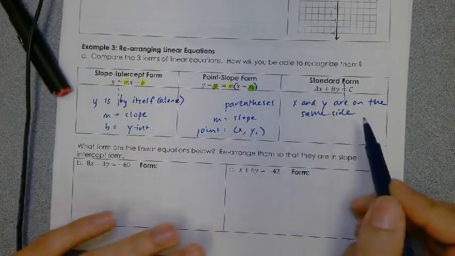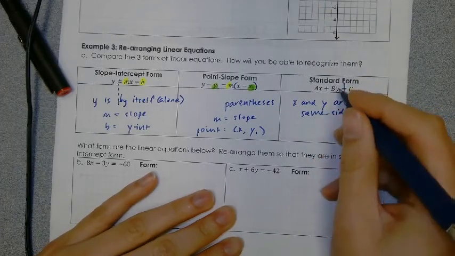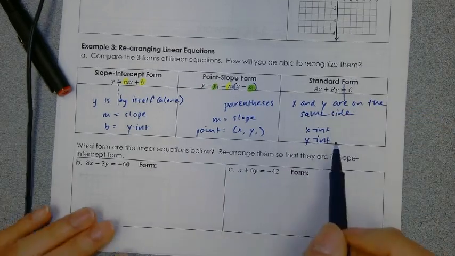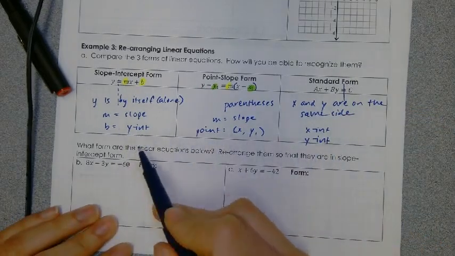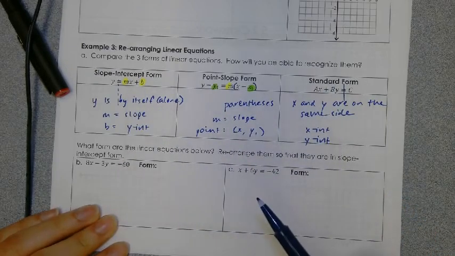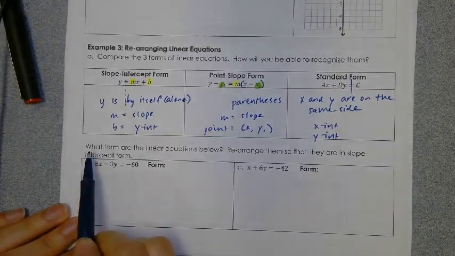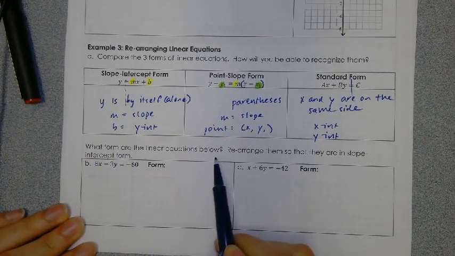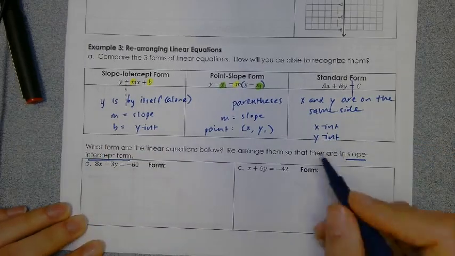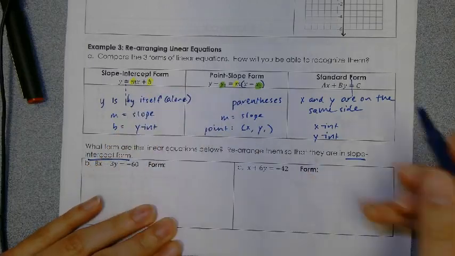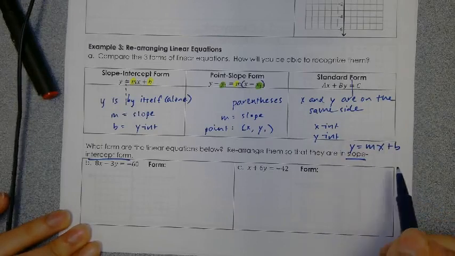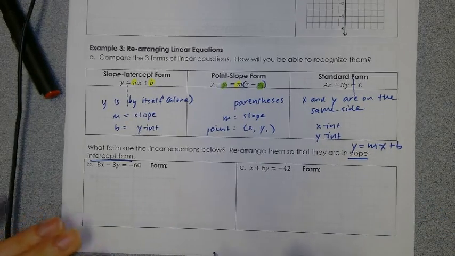What we just saw with standard form is it's pretty easy to use it to find the x-intercept and y-intercept. So depending on your situation, depending on the information you need, you're going to use a different form. Let's look at some examples. What form are the linear equations below? Rearrange them so that they are in slope-intercept form. Slope-intercept form means y equals mx plus b. So that's what it wants for these equations.